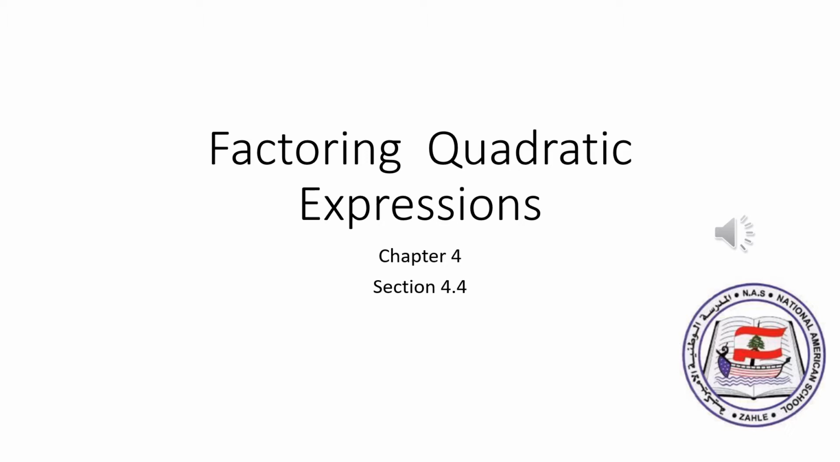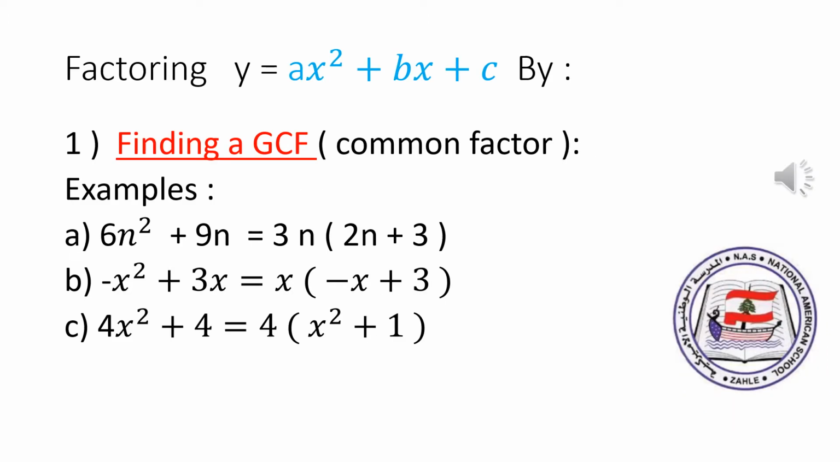The objective of this section is to factorize all types of quadratic expressions. Today's section is basically a revision of all types of factorization we took before for a quadratic expression. We'll start by finding a greatest common factor of an incomplete quadratic expression.